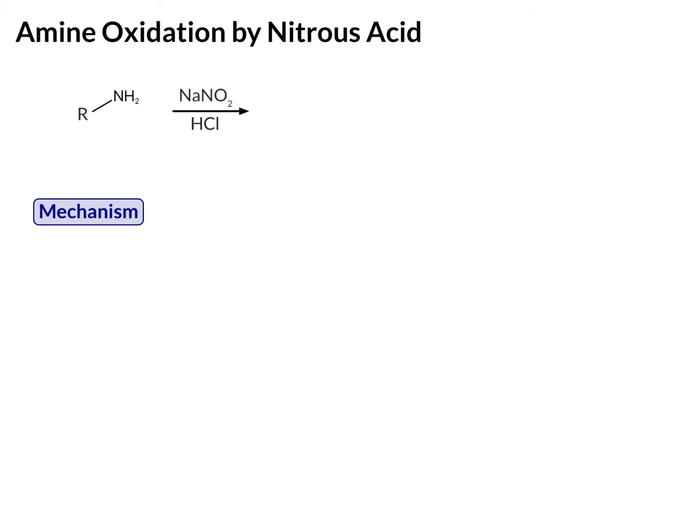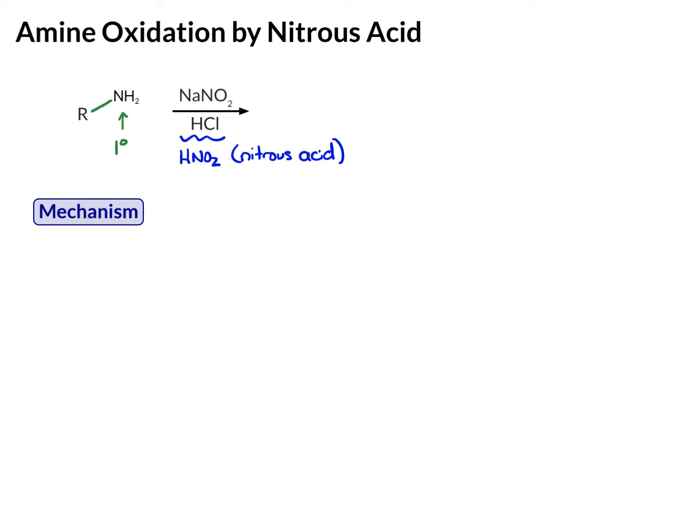So a couple of things. First of all, we're using a primary amine, which means there's just one carbon group attached with an NH2. And the reagent we use is sodium nitrite and hydrochloric acid. Now what happens is when you add HCl to sodium nitrite, you generate HNO2, which is nitrous acid. So that's our active reagent in this reaction.